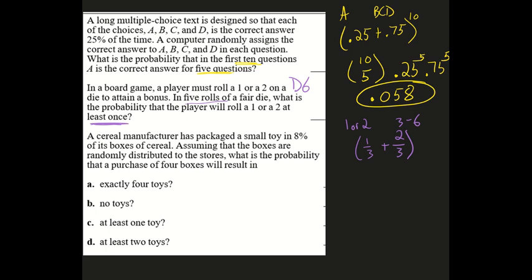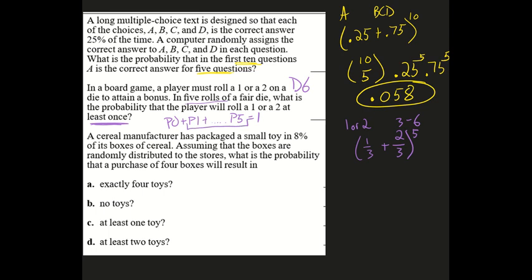So at least once, we're rolling it 5 times. So we're raising it to the 5th power. And what we're doing here is at least once. So we can set up the probability of 0 plus the probability of 1, and so on until you get the probability that you roll 1 or 2 5 times. That's equal to 100% of the time that will happen.